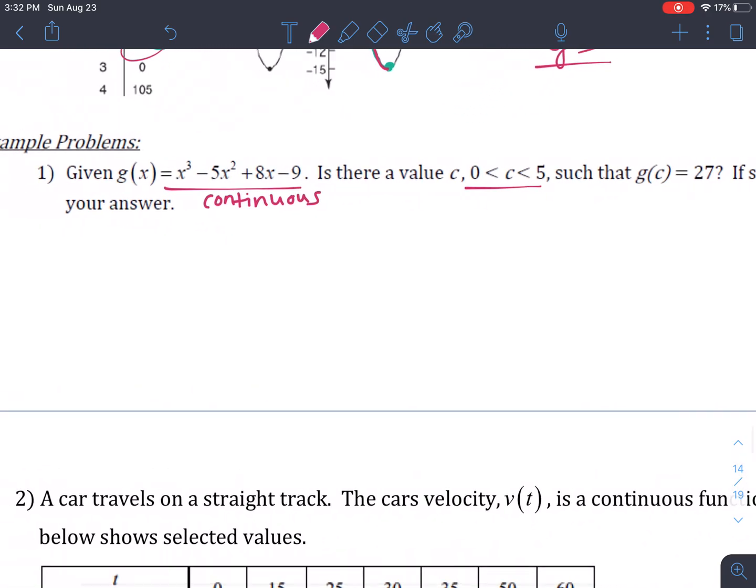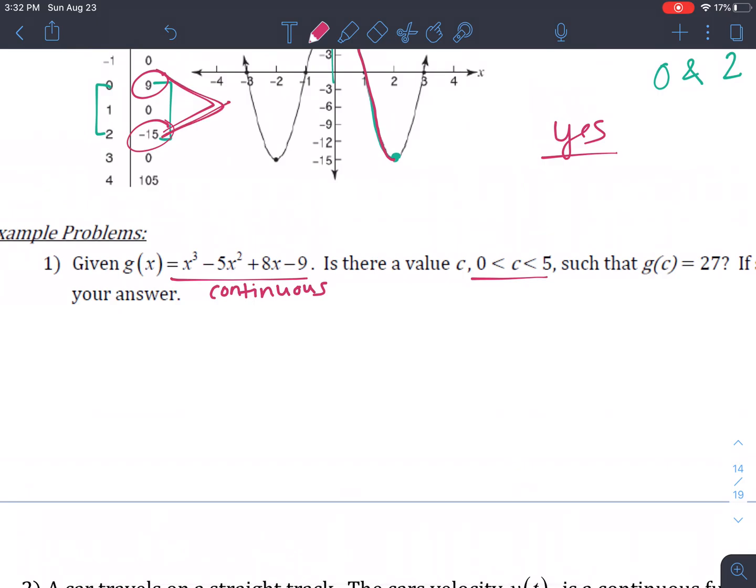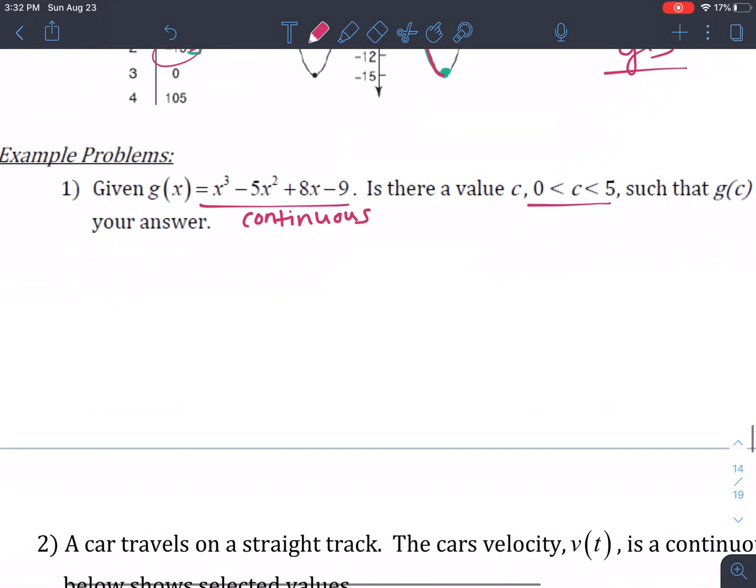Okay, so here's the process. Kind of like we figured out this 9 and negative 15 thing, I'm going to do the same thing here. So what's g of 0 and what's g of 5? I'm going to plug in 0 to this. So 0 cubed minus 5 times 0 plus 8 times 0 minus 9. So I get negative 9. If I plug in 5 cubed minus 5 times 5 squared plus 8 times 5 minus 9, I'll do the work for you there.